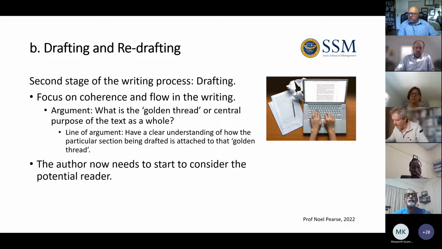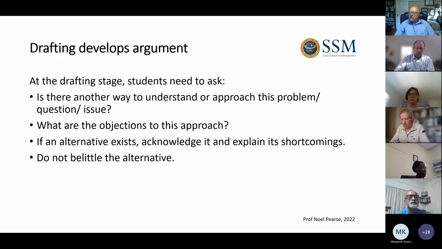Focus on coherence, the flow in the writing. I'll talk about coherence in a little more detail. What is the golden thread, or the central purpose of the text? This golden thread is very important to carry through the whole document. You also now need to start thinking about the reader and start creating your arguments, keeping the logical flow in mind. At this stage, ask yourself: is there another way to understand or approach the problem?